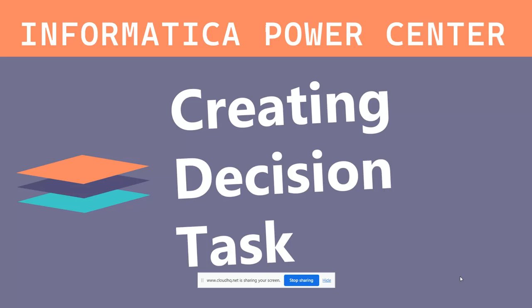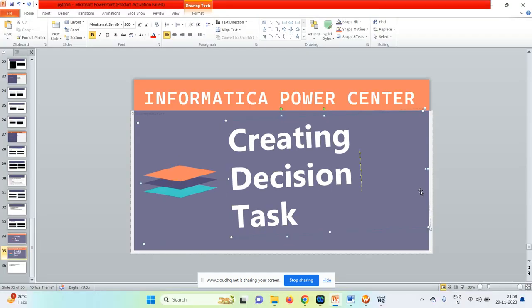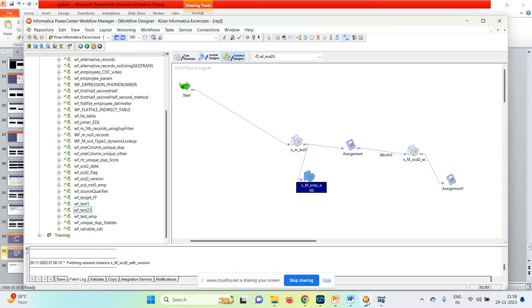Welcome to the topic today, creating decision task. So in the session level properties, we are going for the decision task. Now look at the execution point and we discuss about this. So go to the workflow designer. Here earlier we seen assignment operator. Now we go for the decision task.